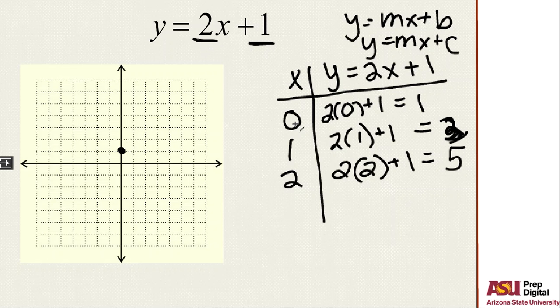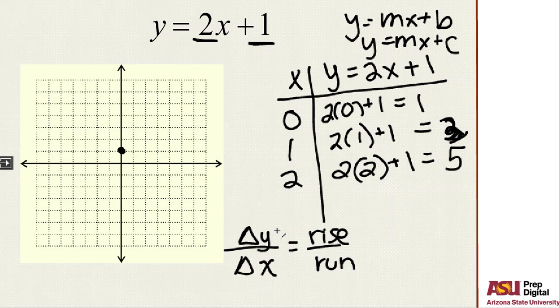Also, this 2 represents the slope. Remember, the slope is the change in your vertical distance over the change in your horizontal distance. You may also recognize rise over run. And so the 2 means that my change is 2 for every 1 that I run. And so I can count. I can go up 1, 2, and over 1, and that's going to find me my next point.